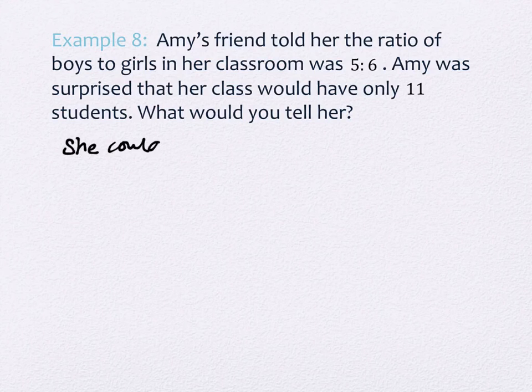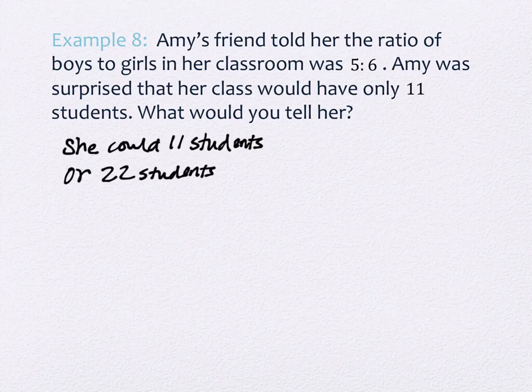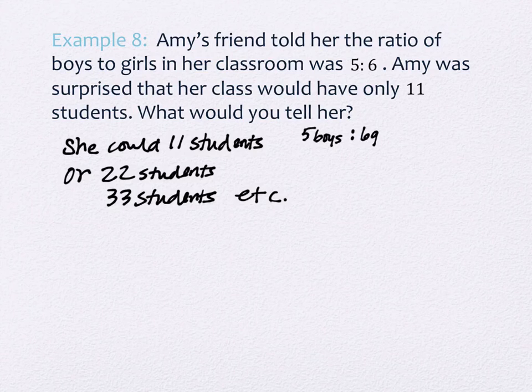she could have 11 students. Or 22 students, 33 students, etc. So let's talk about where your 22, your 33 came from. How does that work still with her 5 to 6 ratio? It's a multiple of 11. Okay, so if you have 11 students, it was 5, what do we have? Boys to girls? So 5 boys to 6 girls.